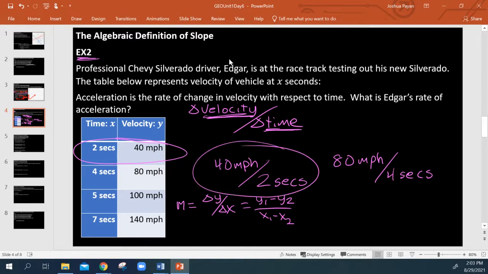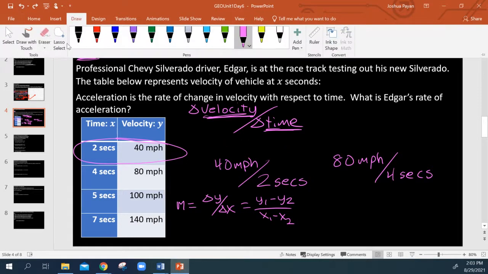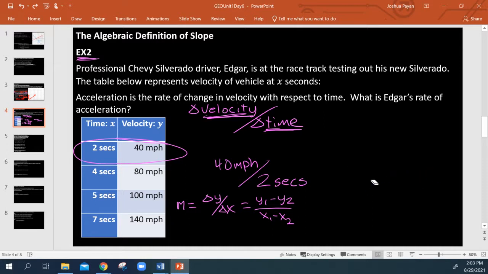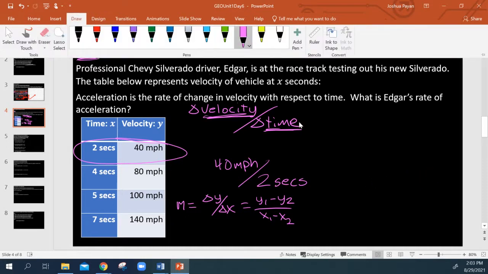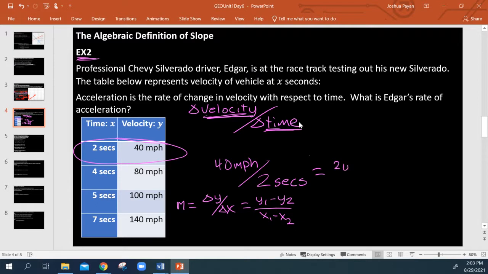If we just start from here and assume that it's constant, his rate of change is very obviously, if we just reduce from what we've got here, 20 miles per hour every 1 second. All I did was reduce, divide by 2, that gave me 20 over 1. So his acceleration is a 20 mile per hour increase every second, right? But if I go ahead and use this formula here for slope, I'm going to arrive at the same thing.